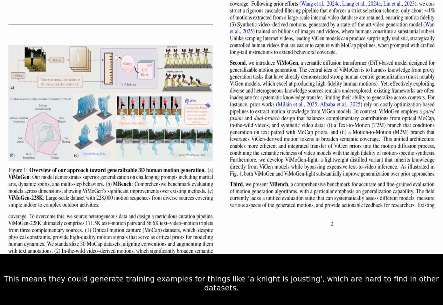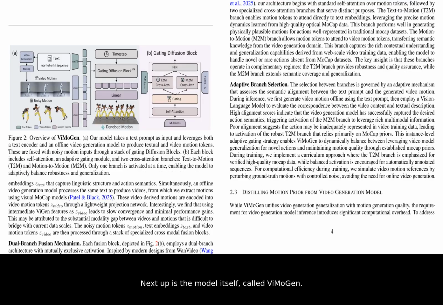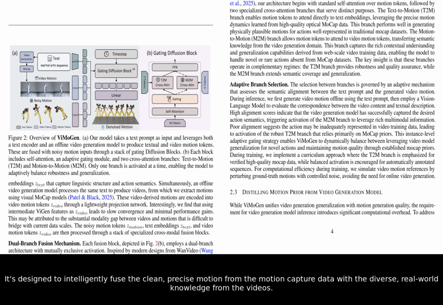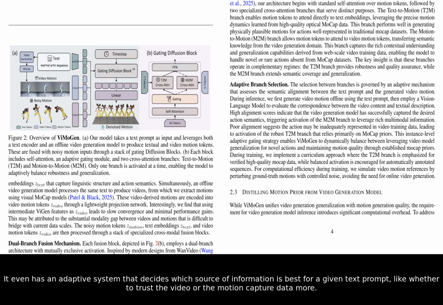other datasets. Next up is the model itself, called ViMoGen. It's designed to intelligently fuse the clean, precise motion from the motion capture data with the diverse, real-world knowledge from the videos. It even has an adaptive system that decides which source of information is best for a given text prompt, like whether to trust the video or the motion capture data more.